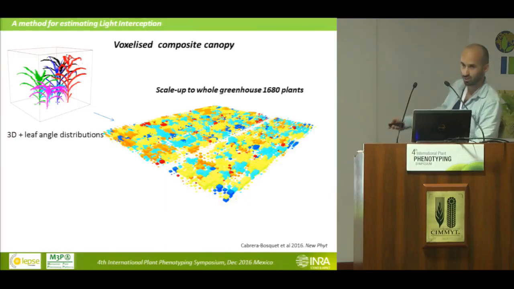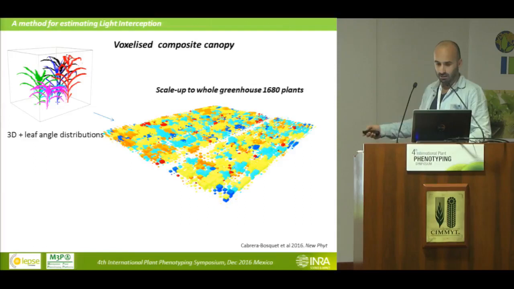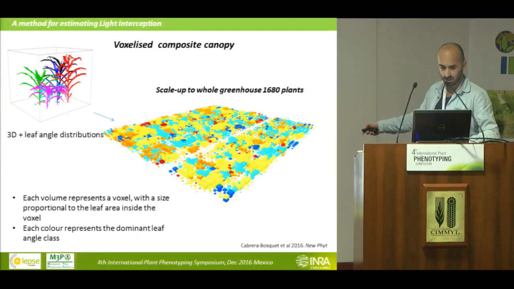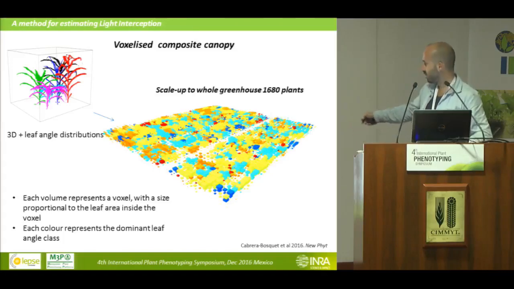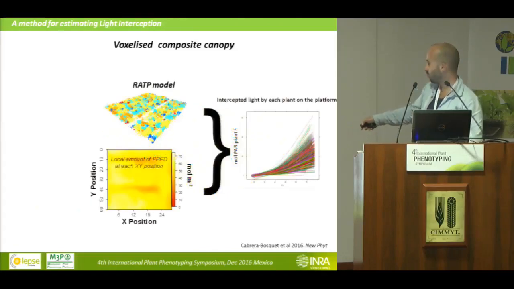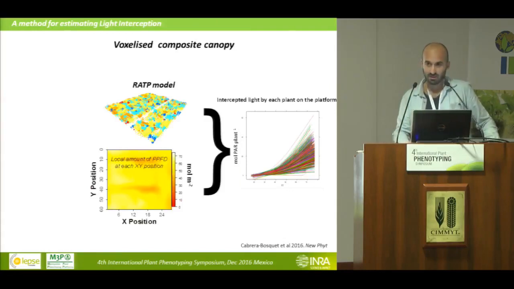We can scale this up to the whole greenhouse. It's difficult to represent, but here you have 1,680 plants, and each of the volumes represents a voxel with a size that is proportional to the leaf area inside the voxel, and the colors represent the dominant leaf angle class, limited to 5 to avoid a lot of colors. And then once we have this representation of the whole greenhouse, we feed the model with this information and with the local available light, and then we obtain the amount of light that was intercepted for each plant every day of the year.